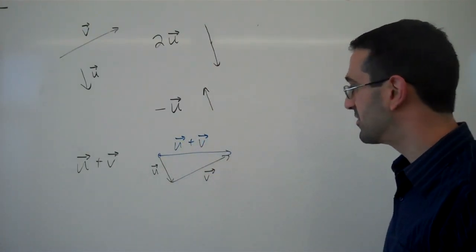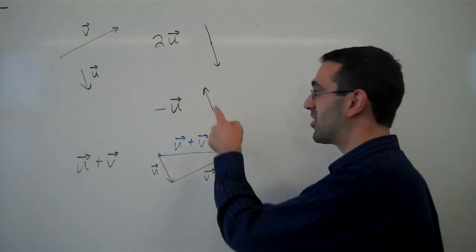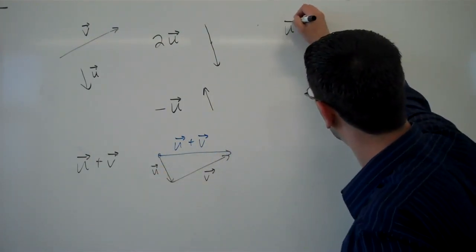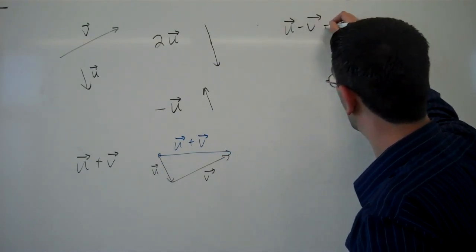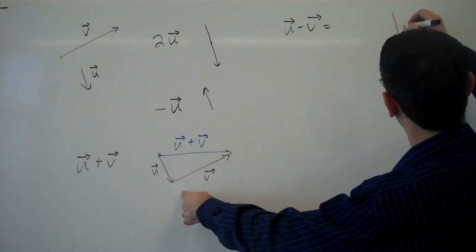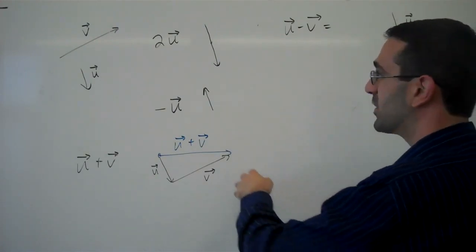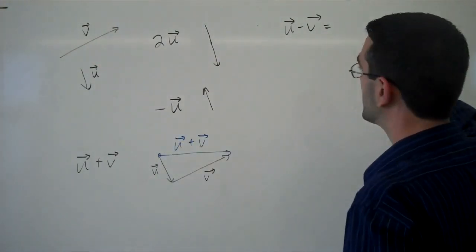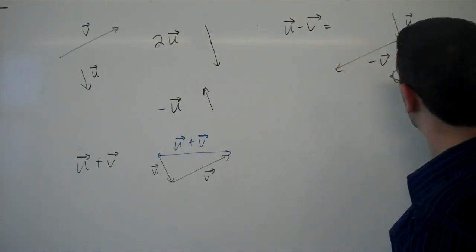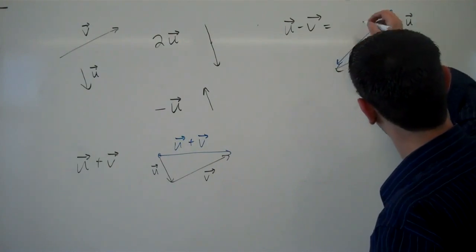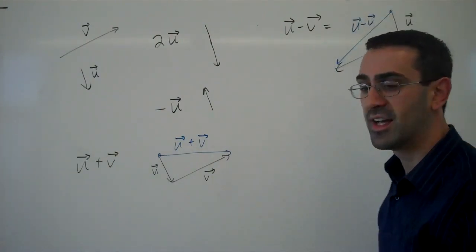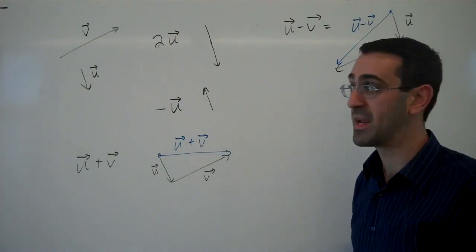Now we can subtract vectors by combining our scaling with our sums. So if I want to find u minus v, I can take the vector u and combine it with the opposite of v. So I can draw a negative v vector, and then from the start of the first to the end of the second would be the vector u minus v. And so we can subtract vectors that way.